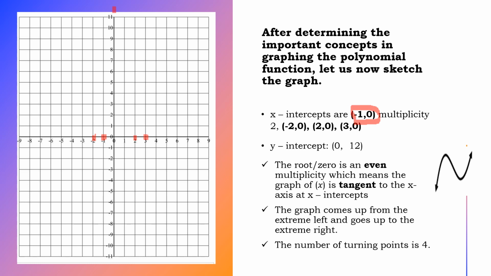And then, ang dapat na itsura ng graph natin ay comes up from the extreme left, galing sa left, tataas, and then, taas pa din pa right. At dapat meron tayong 4 na turning points. So, let us now connect the points. Sketch na natin. So, we have here, oh, forgive me kung hindi perfect ang aking graph.